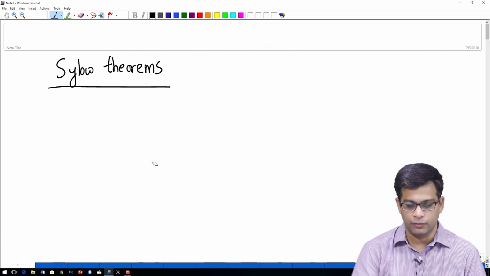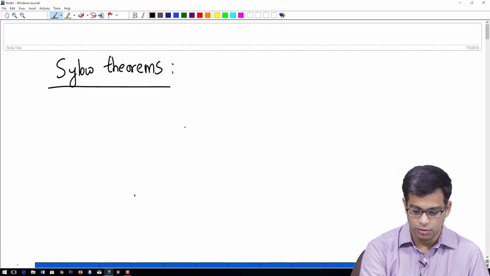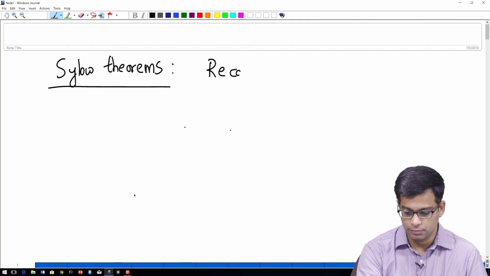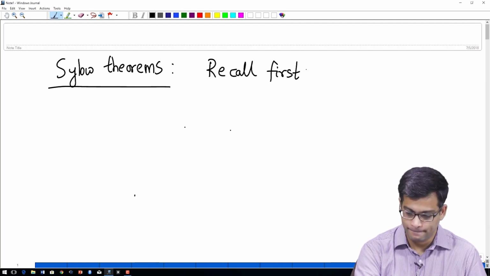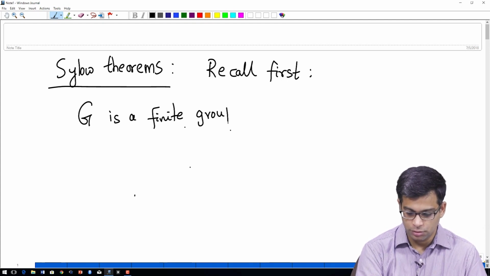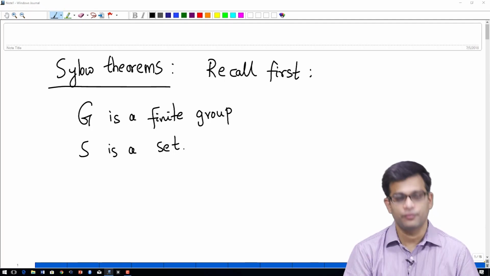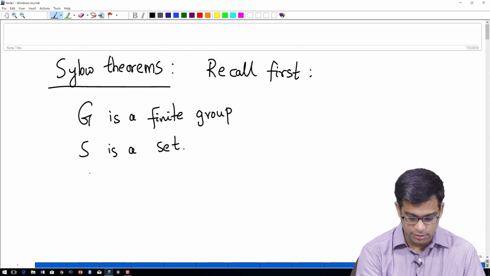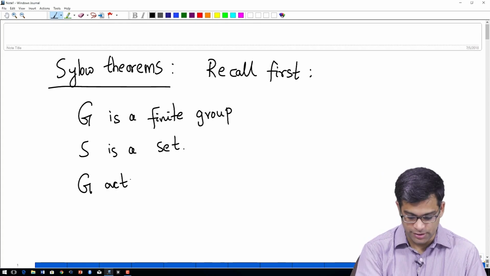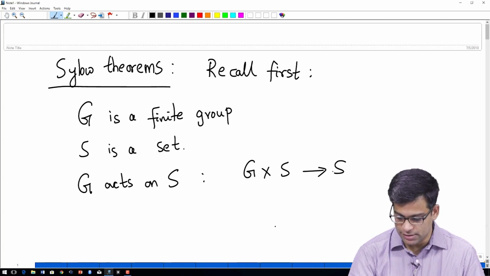Let me first recall what we have learned in the previous videos. So, our setup was the following. G is a finite group, S is a set. Most of the time we will deal with finite sets, and the assumption is G acts on S, right. So, there is a map from G cross S to S.